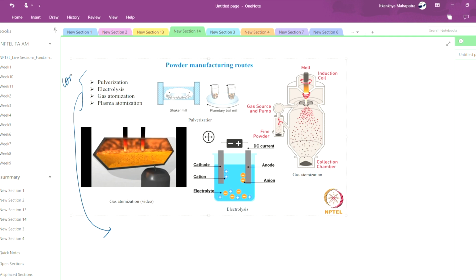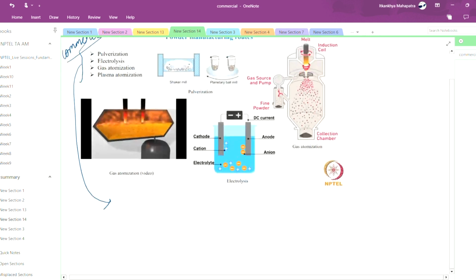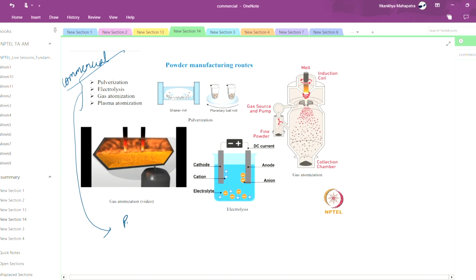First is pulverization. Pulverization means we take bigger particles and crush them. This is similar to ball milling. Here, like the ball mill and shaker mill, it is rotary motion. Bigger particles will be converted to smaller particles. But the problem is we cannot control the shape of the powder particles.